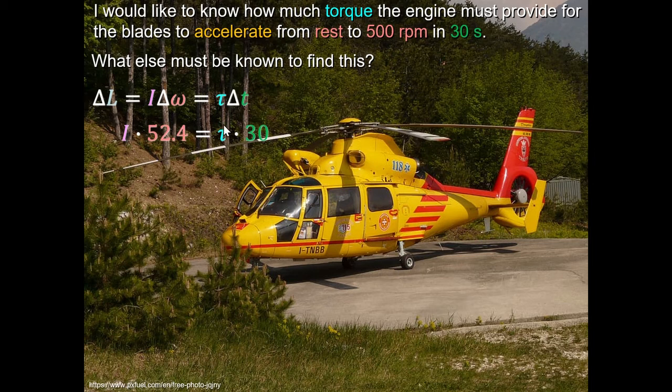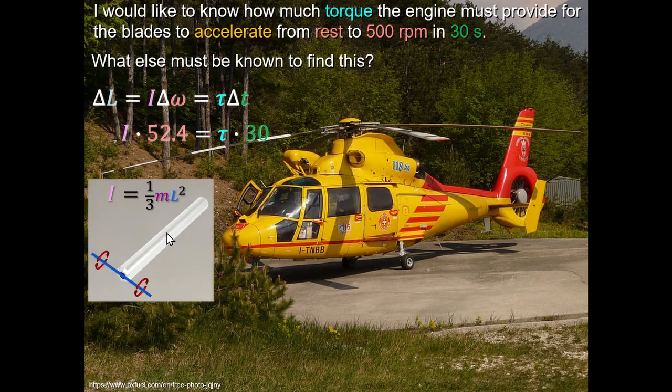Okay, my question is, I want to find the torque. I know the time. What else do I need to know? Well, I need to be able to calculate how much rotational inertia those blades have. And back when we introduced rotational inertia, we introduced the idea of a stick pivoting about its end, and the rotational inertia is 1/3 mass times length squared. So we need to know the mass of those blades, and we need to know the length of those blades. There are 4 of them, so the total here is going to be multiplied by 4.